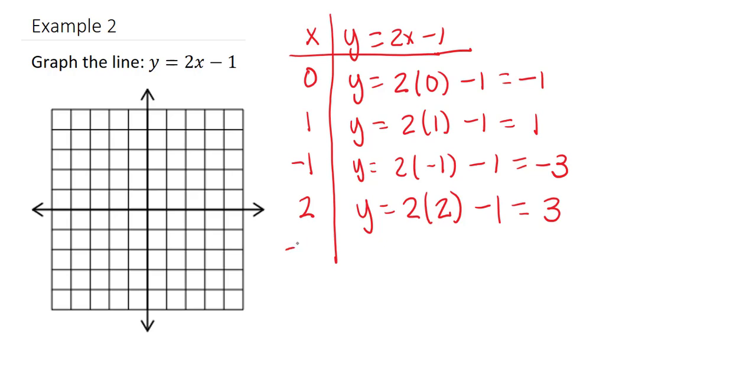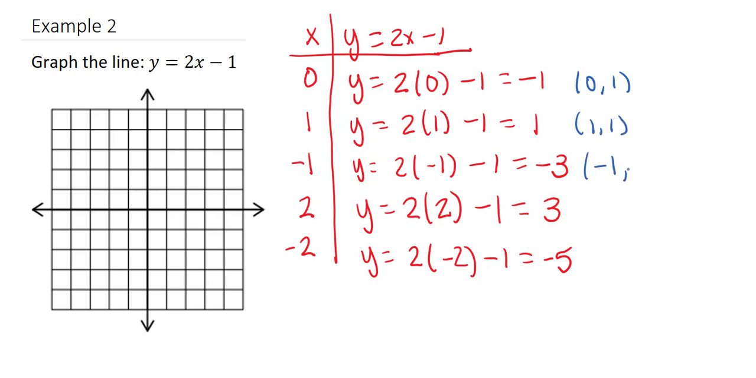Or what if we had negative 2? Then we have y equals 2 times negative 2 minus 1, which is negative 4 minus 1, so negative 5. Now let's go ahead and graph these points, right? So what we're saying, we have 0 and negative 1 for x and y. We're saying this is 1 and 1. This is negative 1 and negative 3. This is 2 and 3. And this is negative 2 and negative 5.